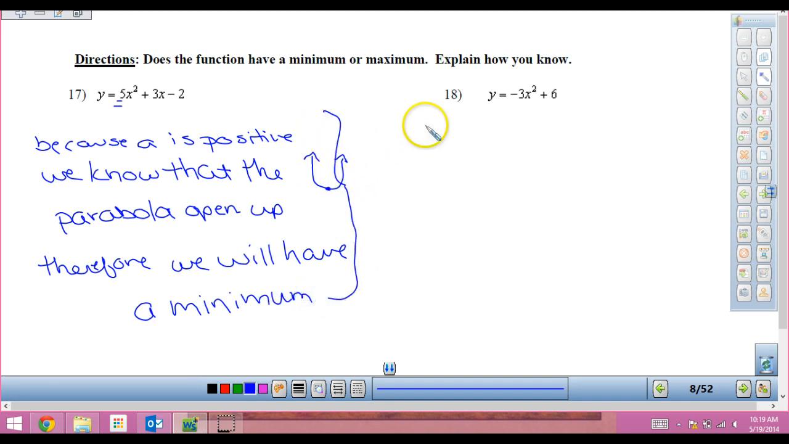So be careful with that. On this one, we know that because A is negative, I'm not going to write this out, but you probably should. Because A is negative, we know that the parabola opens down. And if the parabola opens down, our vertex is going to have a maximum. Okay, so in this case, we would have a maximum. Okay, how do we know? Because A is negative, therefore our parabola opens down.